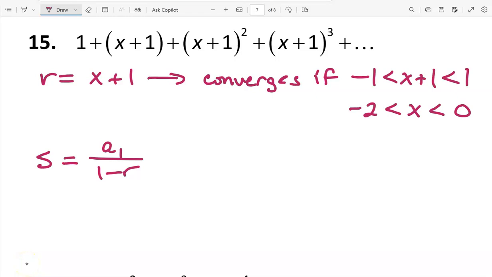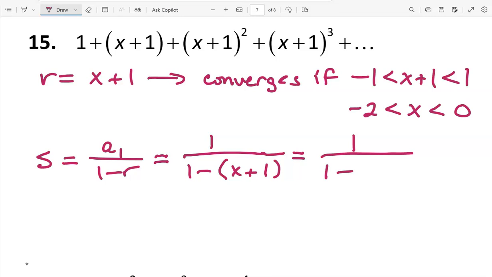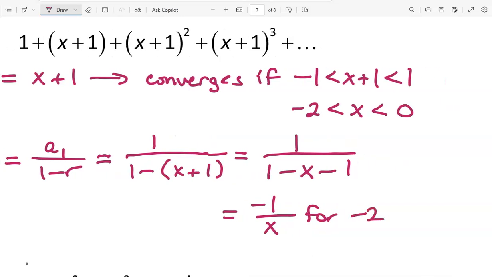The sum of a convergent geometric series is equal to the first term divided by 1 minus the ratio, and the first term is 1, and the ratio is x plus 1. It's important to use parentheses around the ratio since the ratio has more than one term. So, simplifying, the new denominator turns into 1 minus x minus 1, and so this fraction simplifies to -1 over x, and that is the sum of the series for any x values that fall between -2 and 0.